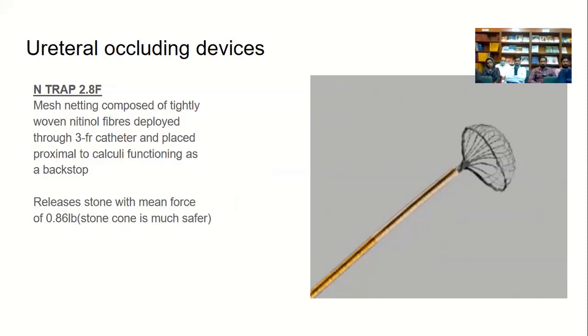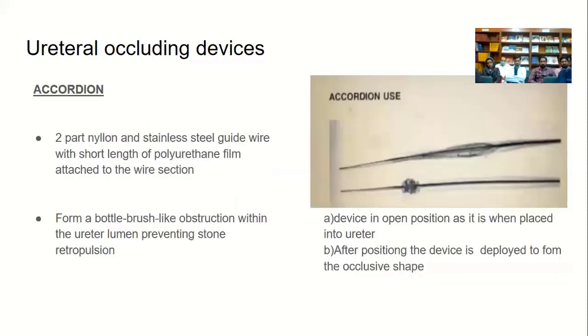Then there is the accordion. It is made up of two parts, a nylon and stainless steel guide wire with a short length of polyurethane film attached to the wire section. This is the shape of the accordion before it is deployed. After using it, it is converted into a brush shape like this. It prevents the stone retropulsion in the ureter.